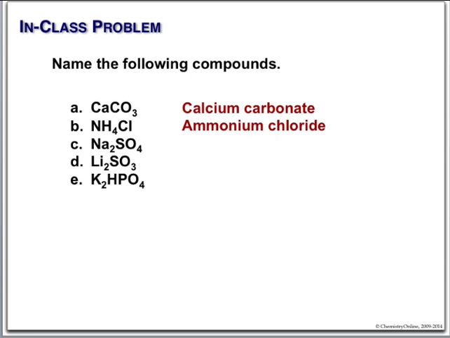What was SO4? 2-. First one we ever looked at. That was sulfate, wasn't it? Sodium is our cation. Sulfate is the anion. Sodium sulfate.